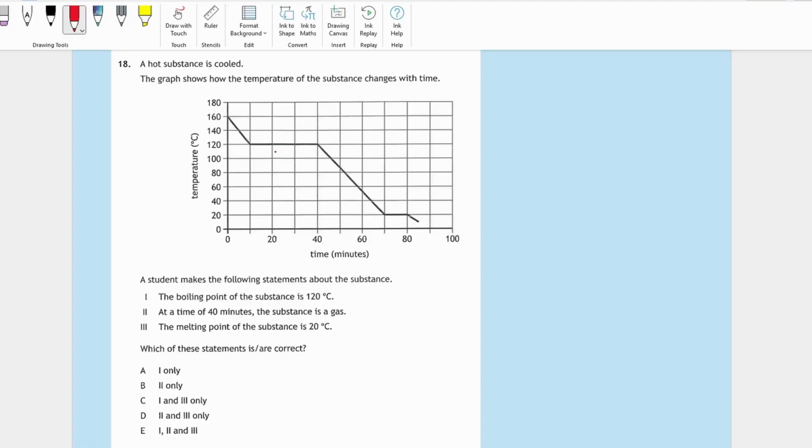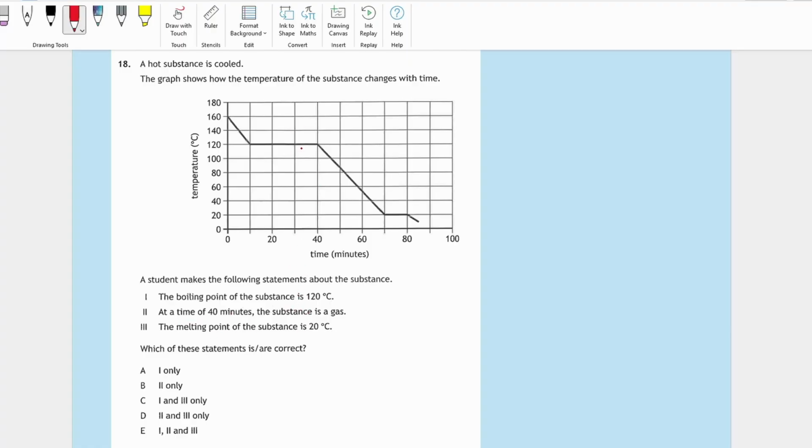Question 18 says a hot substance is cooled. The graph shows how the temperature of the substance changes with time. So it doesn't give you the initial state, it just says it's a substance. And a student makes the following statements about the substance. 1. The boiling point of the substance is 120 degrees Celsius. 2. At a time of 40 minutes, the substance is a gas. 3. The melting point of the substance is 20 degrees Celsius. Which of these statements are correct?